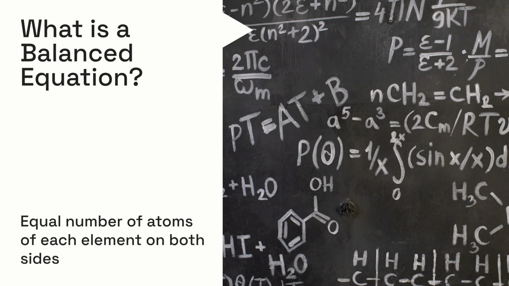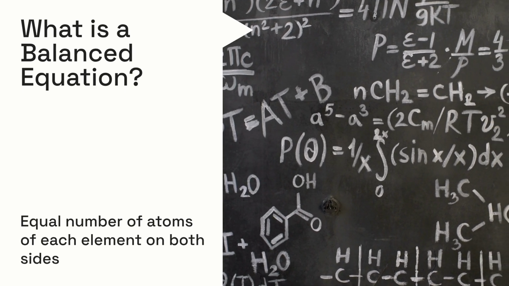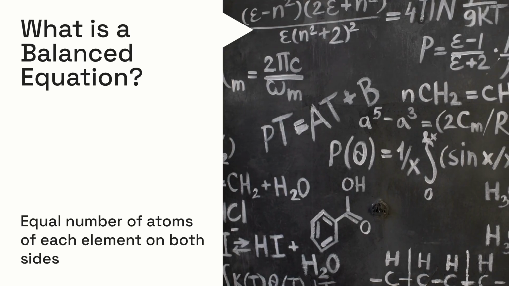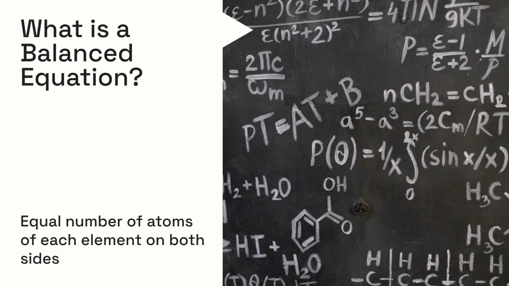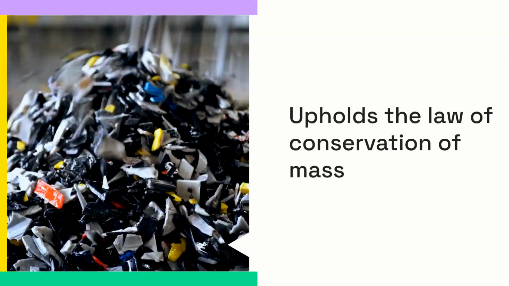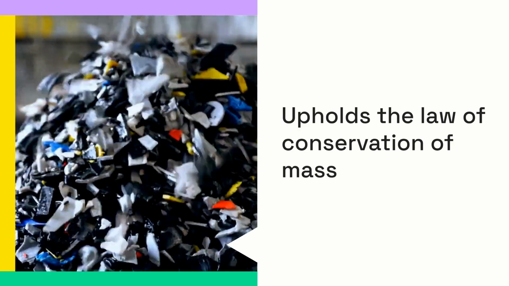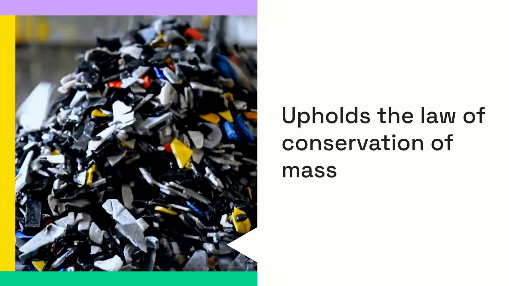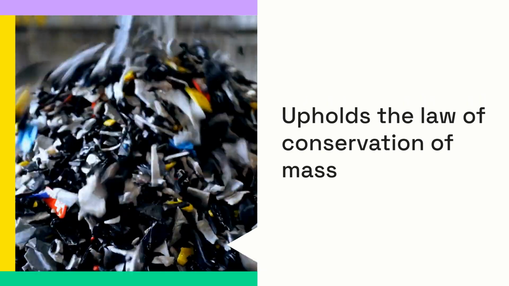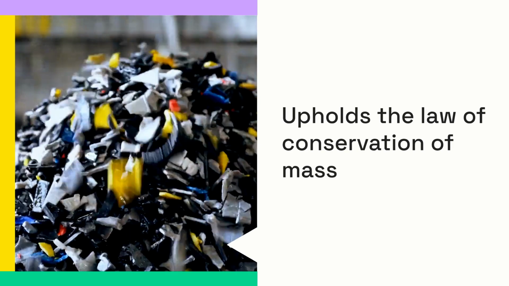A balanced equation is a chemical equation in which the number of atoms of each element on the reactant side is equal to the number of atoms of that element on the product side. Balancing equations is important because it ensures that the law of conservation of mass is upheld, a fundamental principle in chemistry stating that matter cannot be created or destroyed in a chemical reaction.